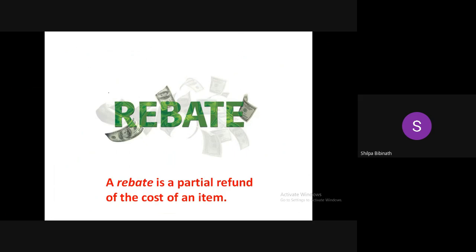Here, after purchasing something, after paying the full money, the shopkeeper will give you a partial return of money or refund of money. And you have come across different refunds, cashback offers online, isn't it? So whenever you purchase, you get.